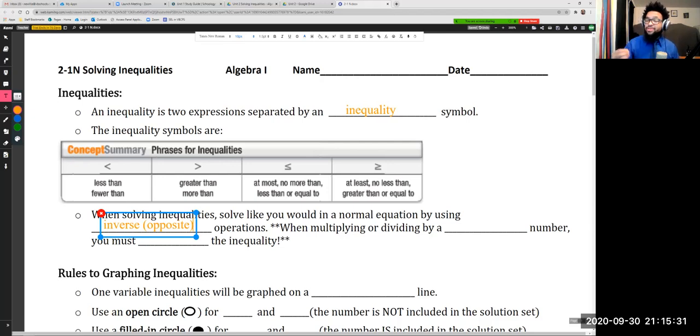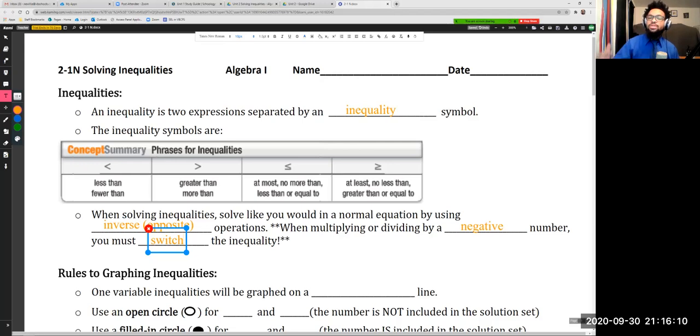And the process is going to be very similar, but there is a caveat. That caveat is when multiplying or dividing by a negative number, we have to flip or switch that inequality sign. So if we were using less than, it's going to switch to greater than. If we were using greater than, it's going to switch to less than. And that's the biggest difference, the only difference when we're solving inequalities, all right?